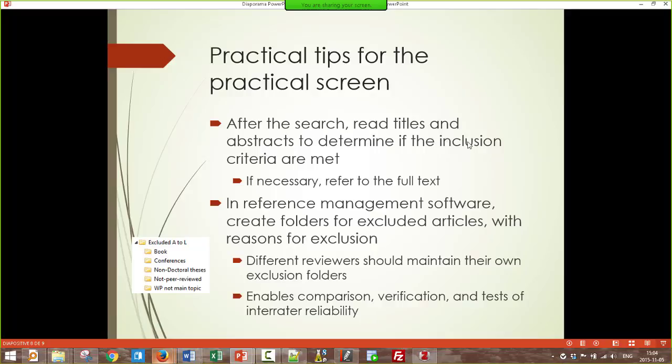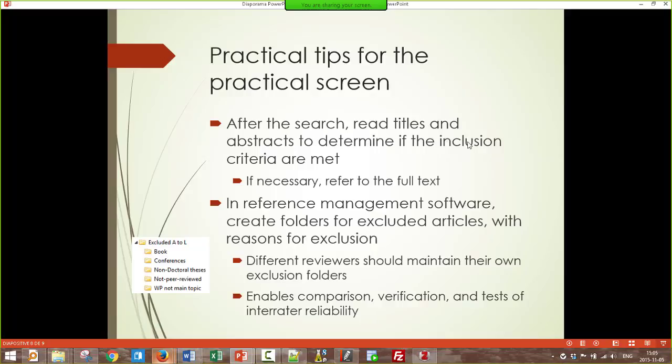And first of all, you just collect. Then you read the titles and the abstracts. Just the titles and the abstract, to determine whether or not they match your criteria in the practical screen. Okay? So in reading your title and the abstract, you get a feel: does it match this criteria or not?